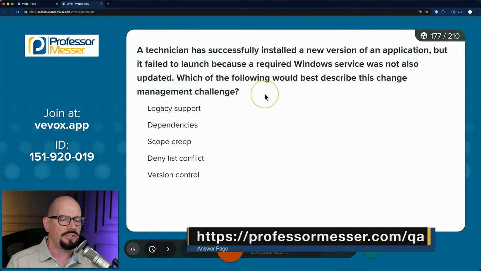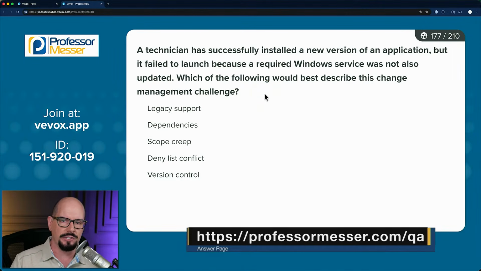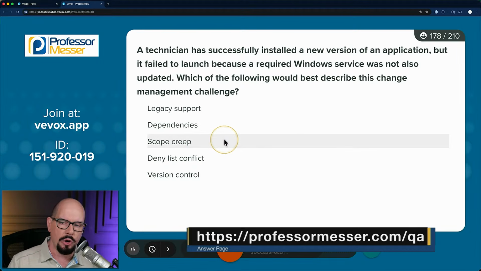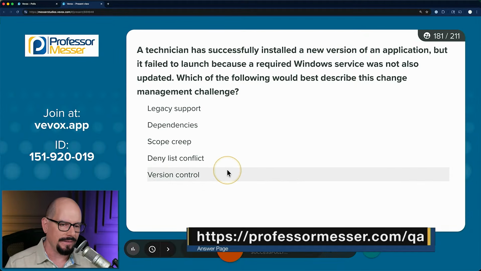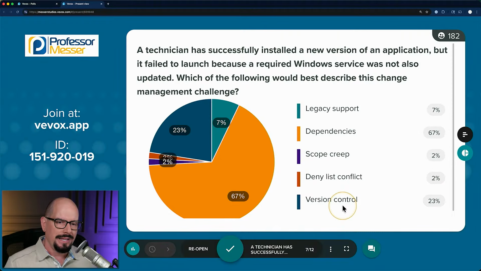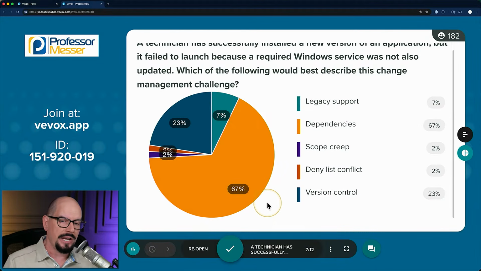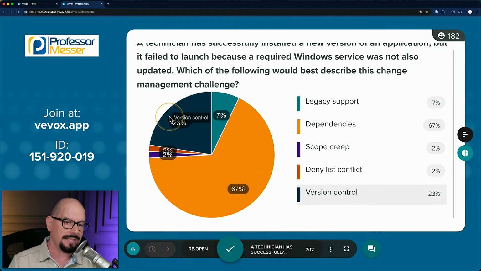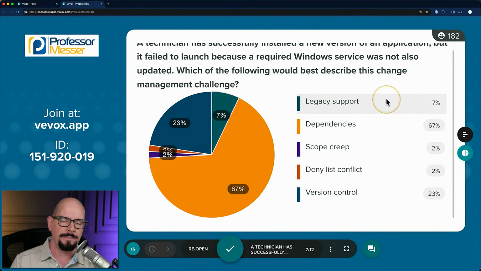Which of the following would best describe this change management challenge? Would it be legacy support, dependencies, scope creep, deny list conflict, or version control? Let's close our poll. 67%, a good number, say our answer is dependencies. We also have 23% that say the answer is version control. And then we have single digits. 7% said legacy support, 2% said scope creep, and 2% also said a deny list conflict.